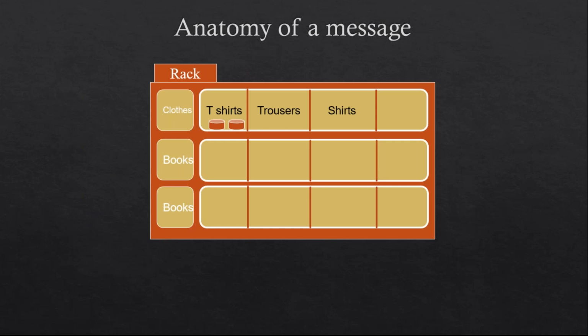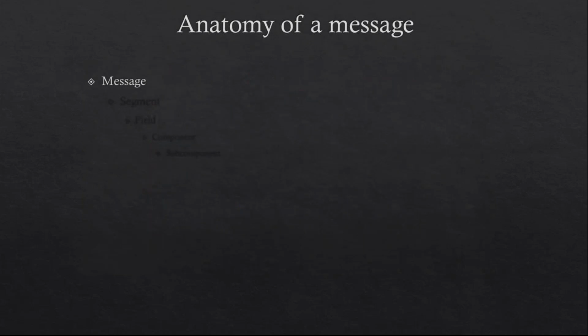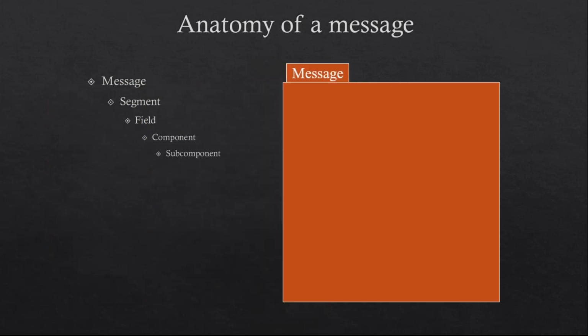So we'll take a look at the anatomy of the HL7 message, and then we will compare the HL7 message back to this particular rack architecture. Each HL7 message has many segments, and each segment has fields, and each field has components, and each component has subcomponents. What do we mean by this? This is like a tree kind of architecture. Once we look at the sample, we will understand that better.